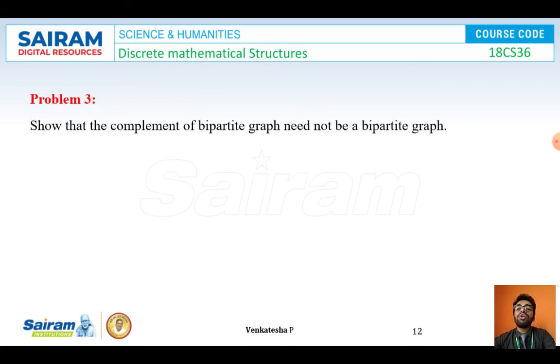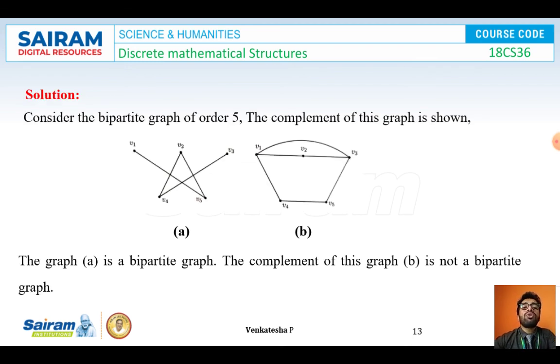Problem number 3. Show that the complement of a bipartite graph need not be a bipartite graph. To prove this, I'll be taking a bipartite graph of order 3. So this is my bipartite graph. After obtaining the complement of this bipartite graph, I got this graph. So hence we can easily say that this is a bipartite graph and this graph is a complement of this simple graph, but this graph is not a bipartite graph.